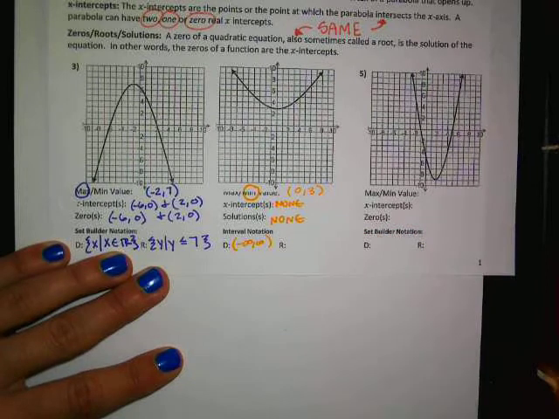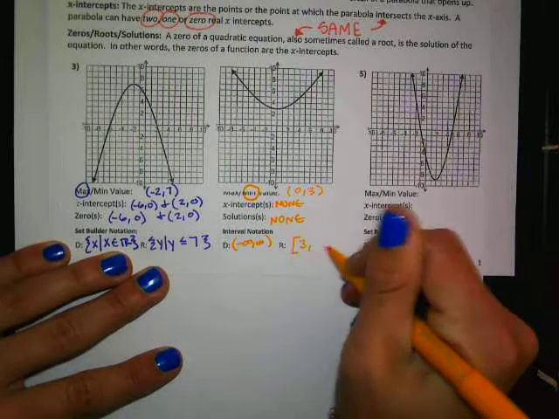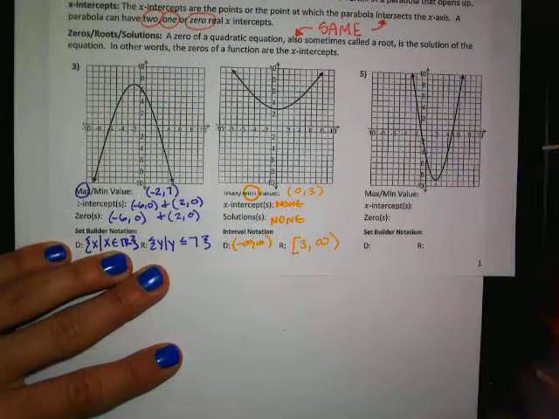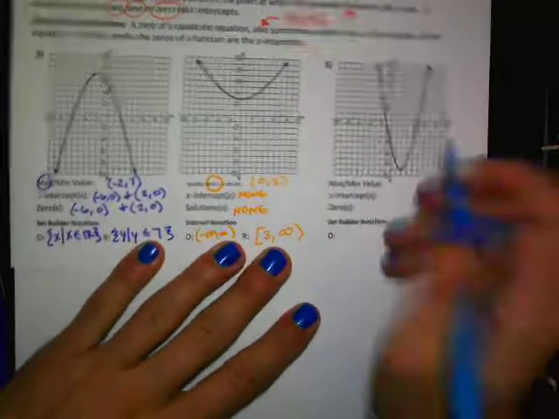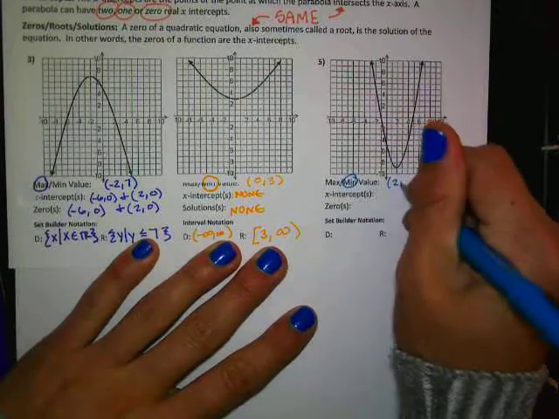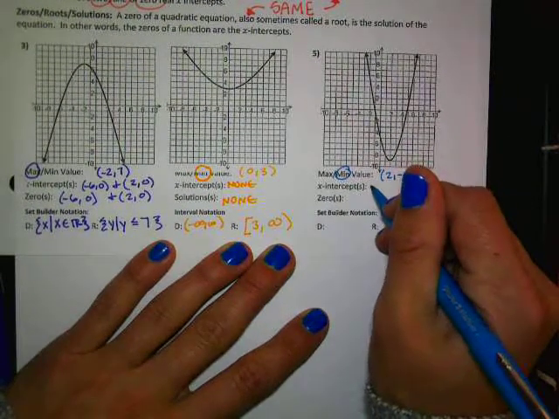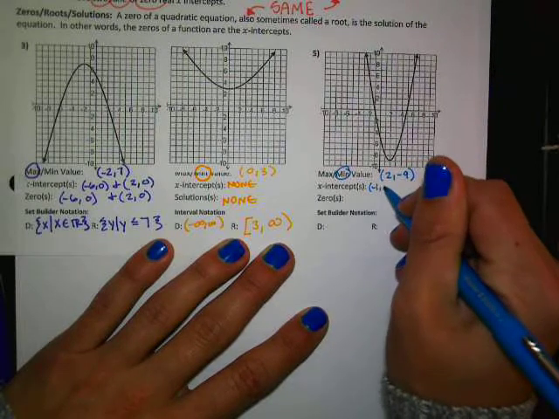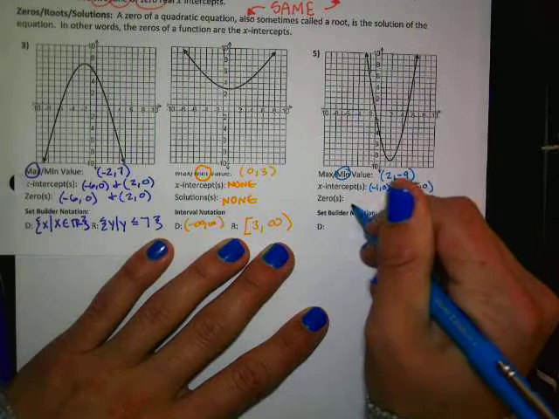Bottom. Very good. Okay, and then last one. Evelyn. Good, a max at 2, -9. Very good. -1, 0, and 5, 0.